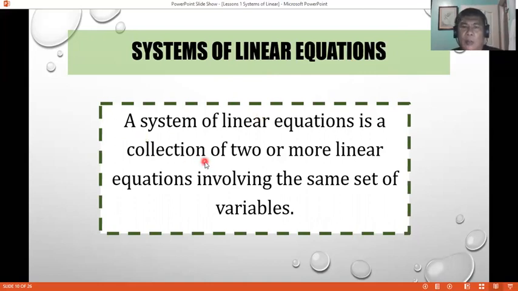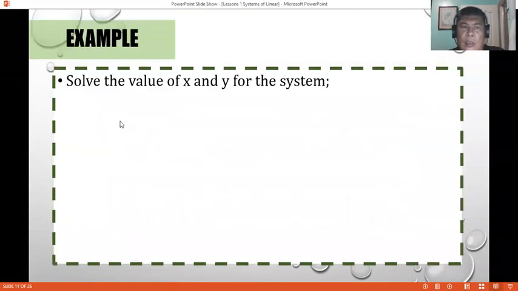A system of linear equation is a collection of two or more linear equations involving the same set of variables. Okay, ito yan, system of linear equation. Ito yung definition niya. Okay? Example, solve the value of x and y for the system. Pag system, dalawang equation for x and y.